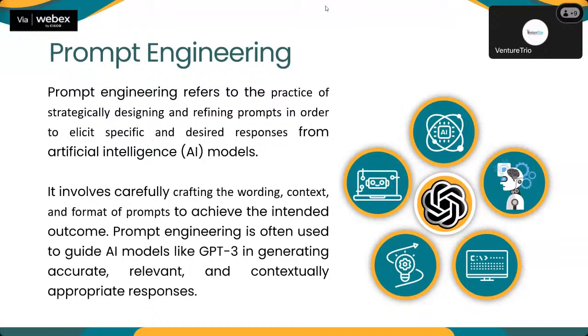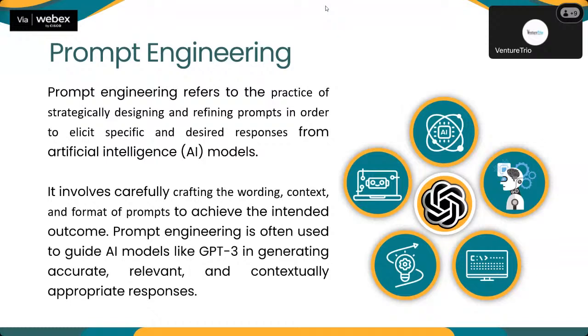Effective prompt engineering requires an understanding of the AI model's capabilities and limitations, as well as a creative approach to crafting prompts that elicit the desired outcomes. It's an iterative process that involves refining prompts based on the model's responses and continuously improving the prompt for better results.